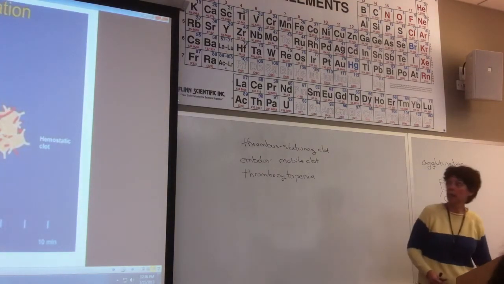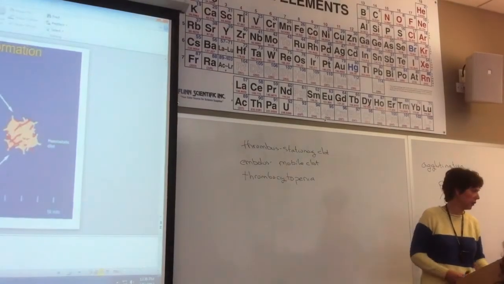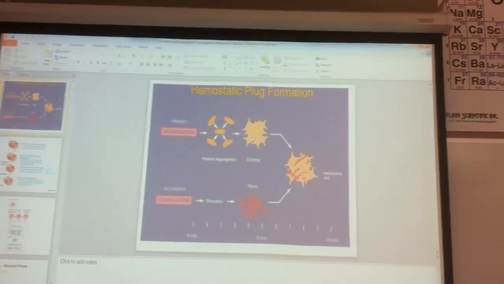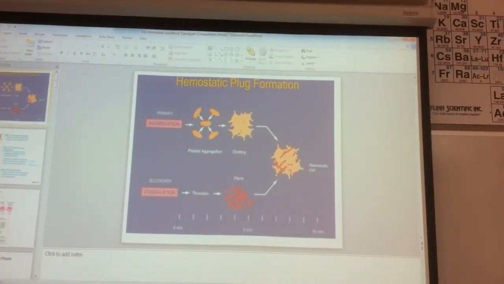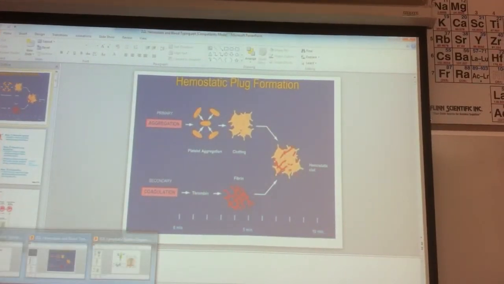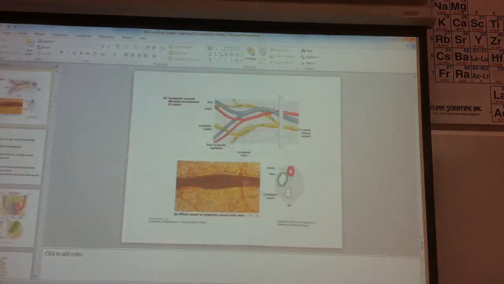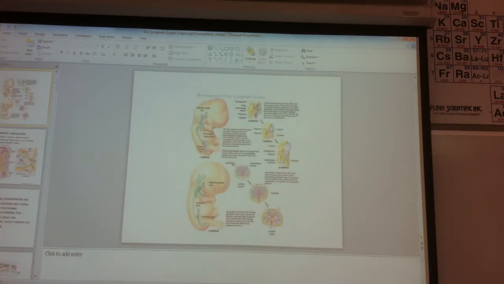Okay, so let's move to, we forgot about, I thought we had less time than we did in the morning, and I spent time going over some of the clotting problems with them. I did a few yesterday. So let's move to lymphatic circulation.